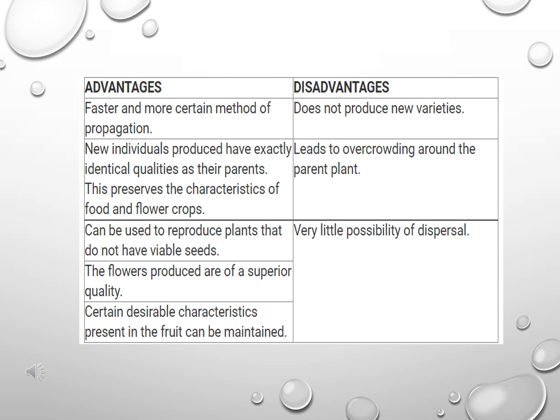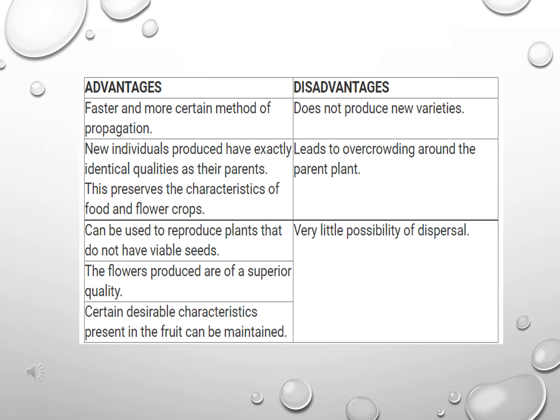And the third point is it can be used to reproduce plants that do not have viable seeds. If they do not have particular seeds, we can grow a new plant by using this technique. The fourth point is the flowers produced are of a superior quality. And the fifth point is certain desirable characteristics present in the fruit can be maintained.